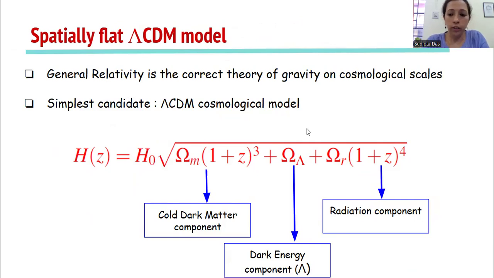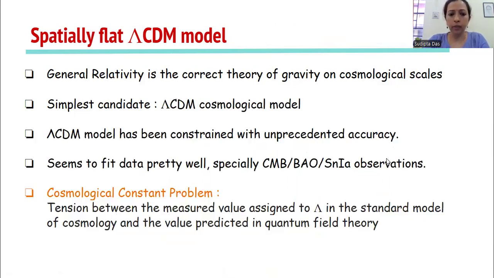If we consider that general relativity is the correct theory of gravity, then the simplest candidate which can serve as a dark energy candidate is the cosmological constant model. In the lambda CDM model, the cosmological constant is the driving force behind this accelerated expansion. In this model, we consider the contribution from the dark matter component of the matter sector, the contribution from the dark energy component, and one can also consider a contribution from the radiation sector. But since the radiation energy density is very small, we often neglect it.